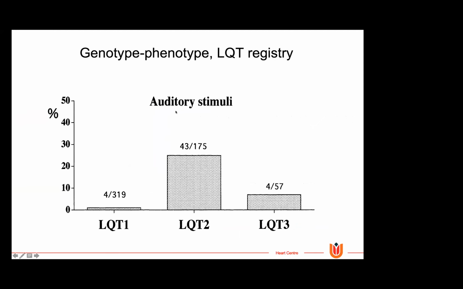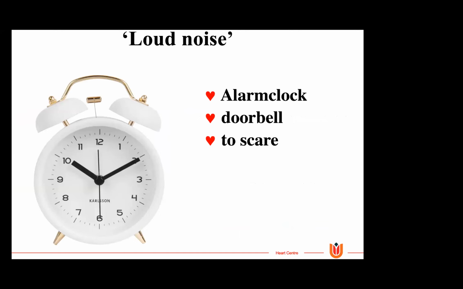Auditory stimuli, that is the alarm clock, for example, are most often found in LQT2 individuals. It is not that they are not found in LQT1, but it's only 4 out of 390 patients, but it's 43 out of 175 in LQT2 and 4 out of 57 in LQT3. So the alarm clock is an issue in LQT2 patients, but the same holds for a doorbell, and it's also scaring. If somebody is suddenly scared, that is a particularly relevant trigger in LQT2.